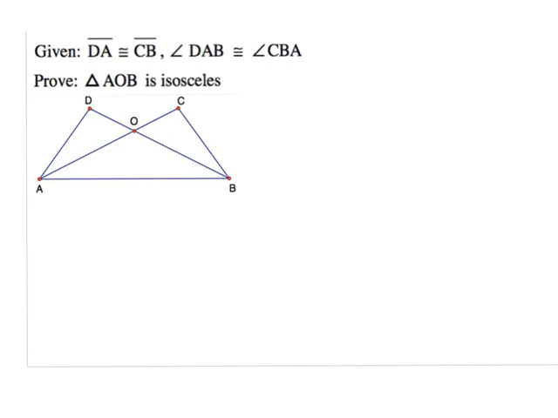Okay, so let's try to look at our given. It says here DA is congruent to CB and angle DAB is congruent to angle CBA. So there you have it. But as you can see, it's kind of hard to look at our figures when they're overlapping. So what we can do is draw the figures separately. So let me just draw the figures now.